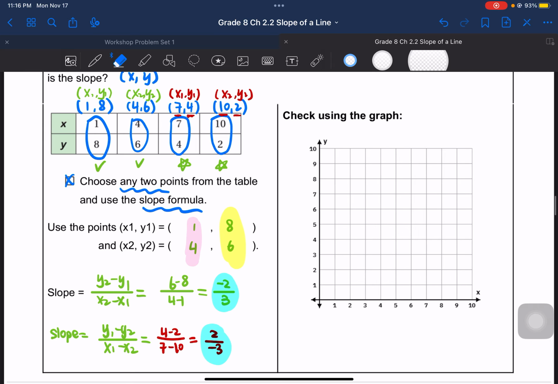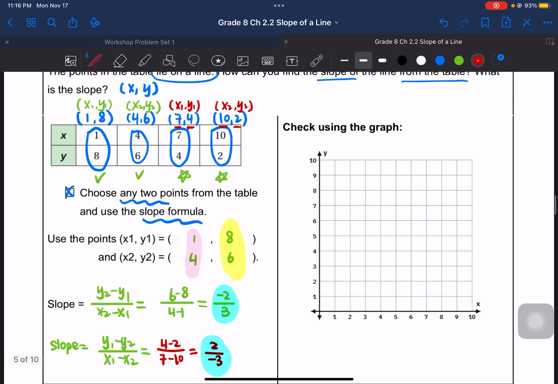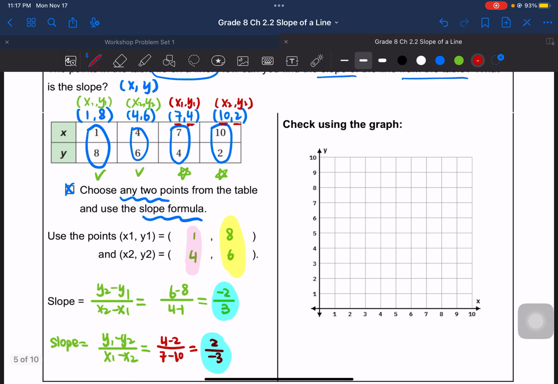So it seems like if we choose any 2 points and then we use the slope formula, we can always get the same slope. And the direction doesn't matter, as long as you are consistent for both the y and x coordinates.